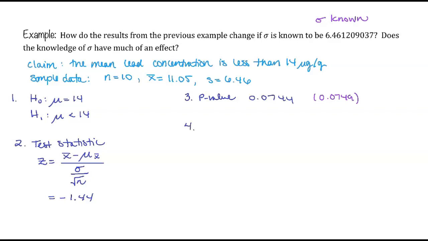Now we'll determine our conclusion by comparing the p-value and alpha. With a p-value of 0.0749 and alpha equal to 0.05, we still have that our p-value is greater than alpha, and we still fail to reject the null. So, did the knowledge of the population standard deviation have much of an effect? Not in this case. Our p-value did go down some, which made it closer to alpha than before, but it did not change our overall conclusion.